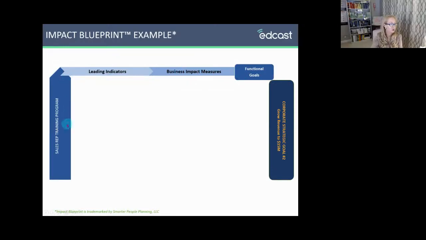So this, what I'm showing you right now, is the actual framework for an impact blueprint. You have the investment on the left. Again, I truncated it here. And you have the strategic goals on the right. And how we get from the investment to the goals is by mapping out the leading indicators and business impact measures. And I will define these and show these to you.